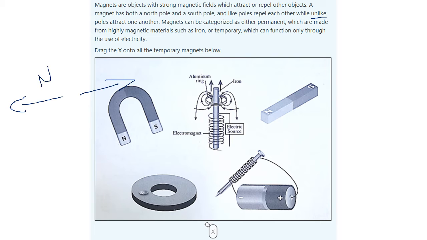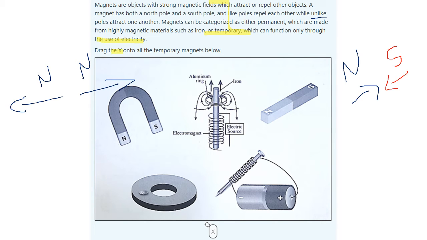So if we have north and north, they would move away. But if we have a north and a south, then they would come together. They would be attracted to each other. Magnets can be categorized as either permanent, which are made from highly magnetic materials like iron, or temporary, which can function only through the use of electricity. So, a temporary magnet needs electricity.